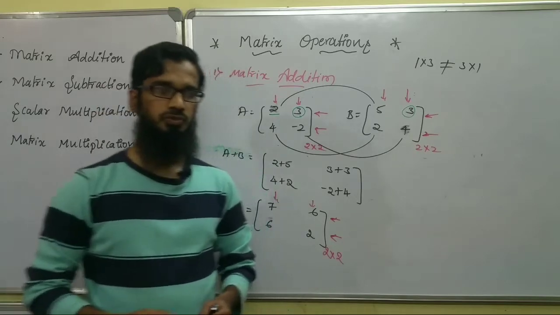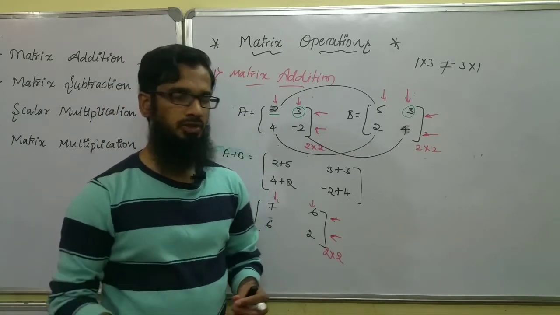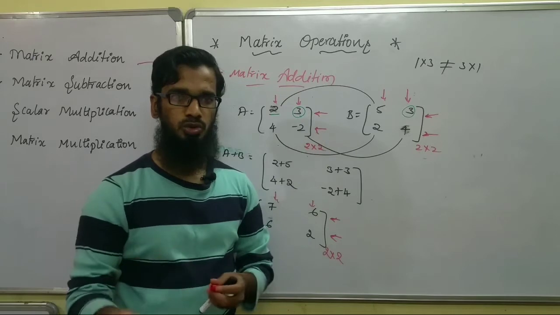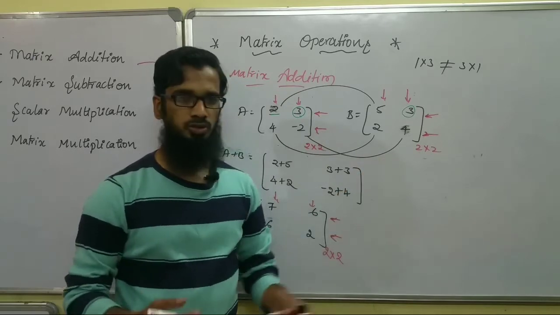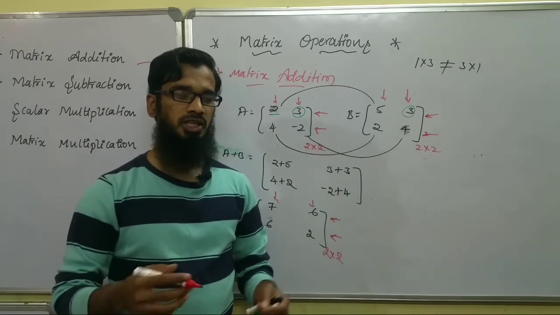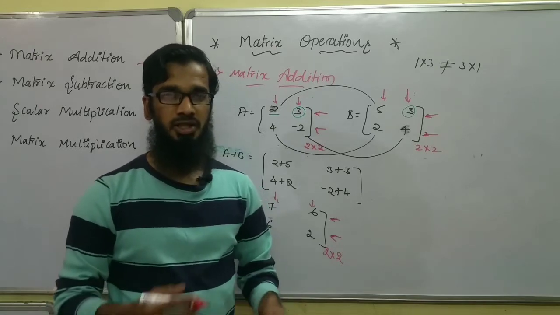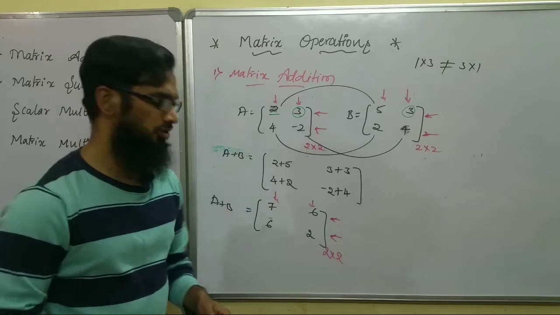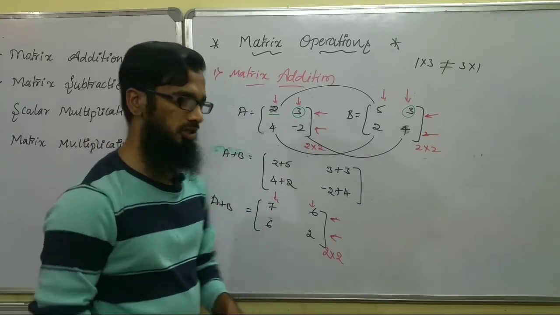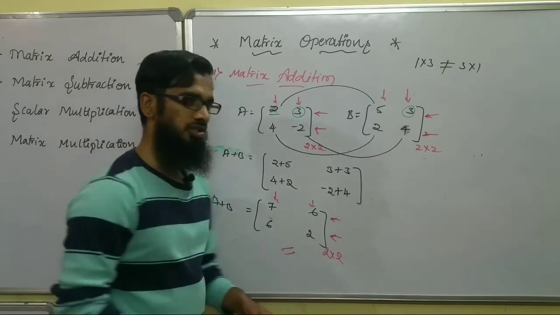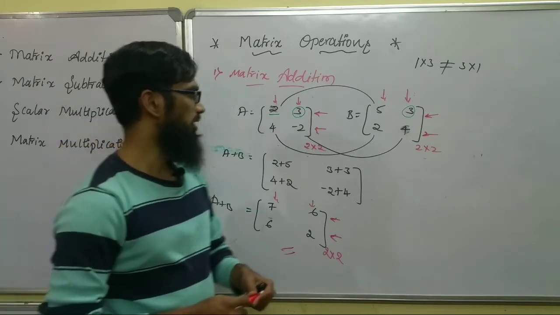So what it means is, if matrix A is a 2 cross 2 matrix and matrix B is also a 2 cross 2 matrix, then the addition of the matrices is possible. The resultant matrix, that is the final matrix, will also have the same order, that is a 2 cross 2 matrix. Now this is the matrix addition.